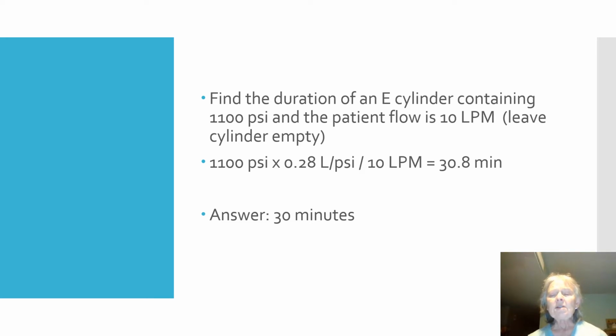This one is a person who's outside the hospital, who can do anything they want with their cylinders. They can change it at any PSI they want to. So this is a case of a duration of an E cylinder that has 1100 PSI. The patient flow is at 10 liters per minute. And this time we're not leaving anything. So it's going to be the entire PSI times the 0.28 divided by 10 comes to 30.8 minutes. 30 minutes, close enough. I'm not worried about the seconds.